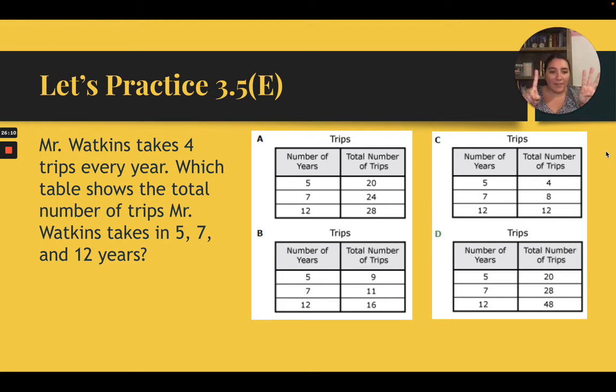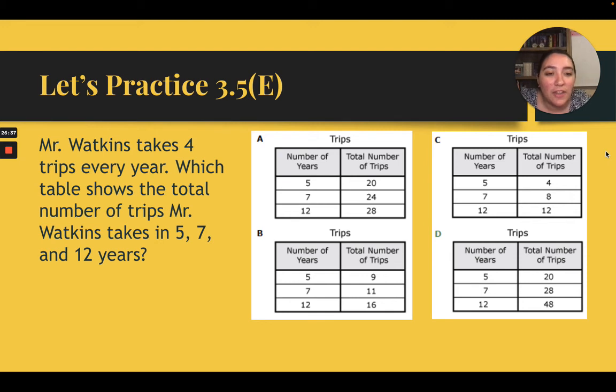So then I use my math knowledge, and I know that 1 times 4 equals 4. So now I start using that. I can ask myself, okay, what's 5 times 4? If you don't know it off the top of your head, skip count. 5, 10, 15, 20. Great. So 5 years, that means he's taken 20 trips. So now let me start looking at the answer choices. All right, I see A, boom, 5 years, 20 trips. Great. Done, right? Yeah, I hope you said no.